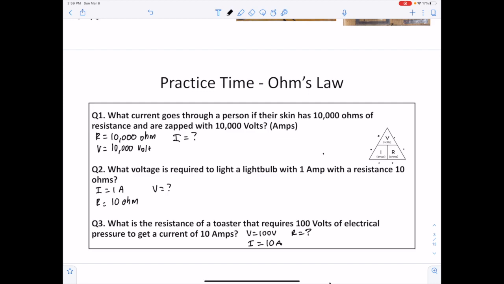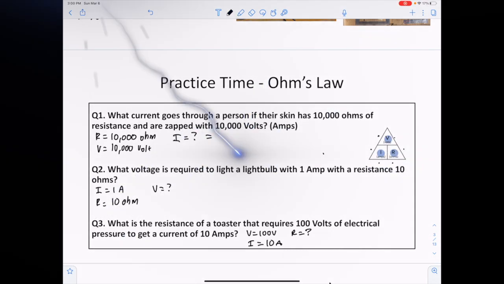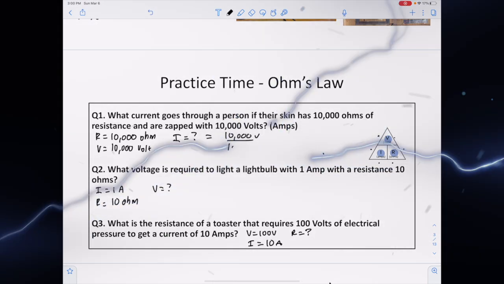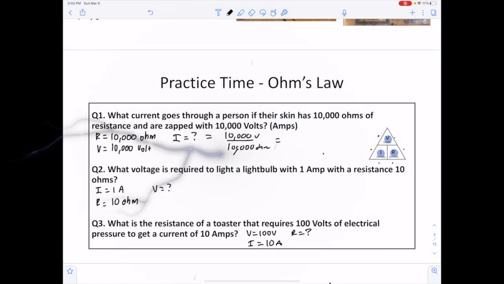What current goes through a person if their skin has 10,000 ohms of resistance and they are zapped with 10,000 volts? All right, go ahead and attempt it on your own. If we use the triangle method, we have I equals V divided by R. So we have 10,000 volts divided by 10,000 ohms, and we get 1 amp. That's actually quite a bit of current.